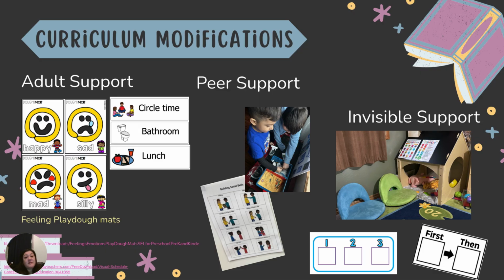For the curriculum modifications for adult support, the adults will be reminding the schedules, making fun activities like the Play-Doh mats, so he can learn how to express his needs. The peer support is requesting help from another child, playing with the children, having friends, little posters. That one is how to build social skills like a pat on the back, asking for a hug or a high five. The invisible supports is a calming area and the picture schedules.